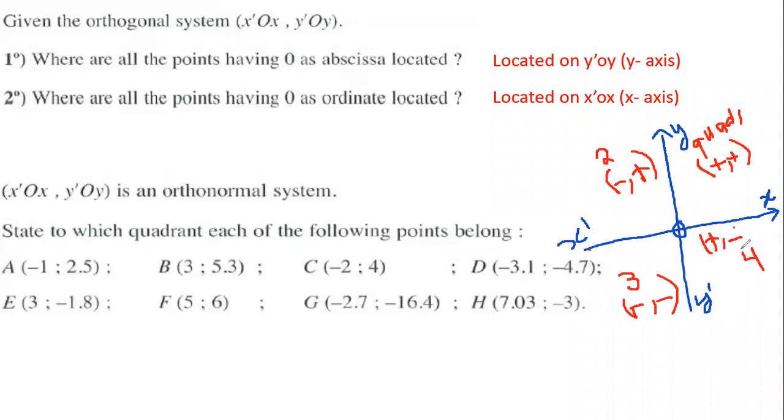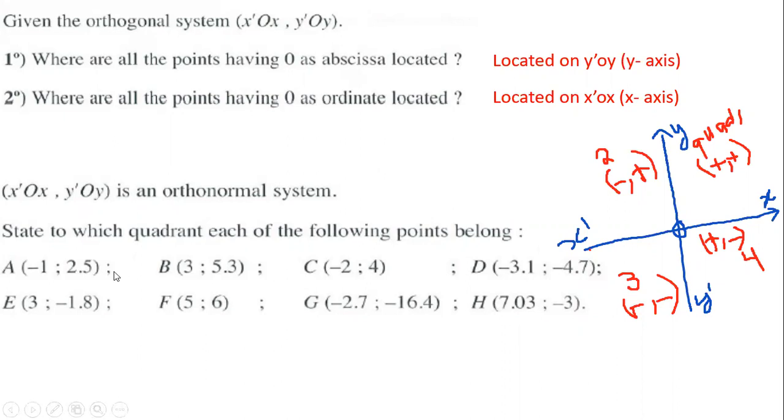So we do this. Now we start solving the question. As Dalal read, state to which quadrant each of the following points belongs. Here I should not locate the points. I can solve directly because the question doesn't ask me to locate. I just want to say to which quadrant each of the given points belongs.